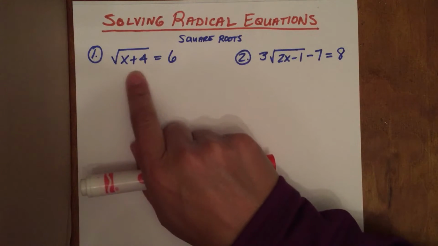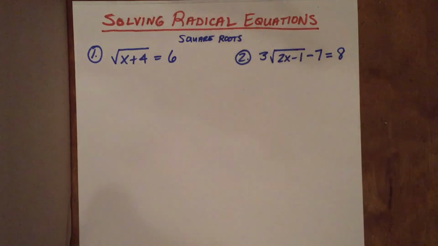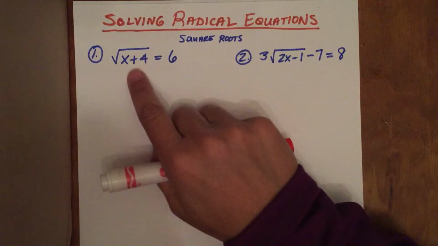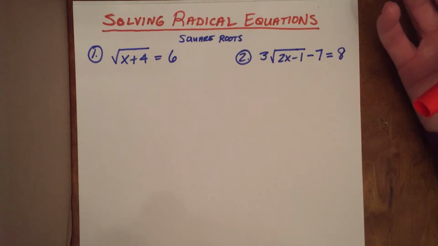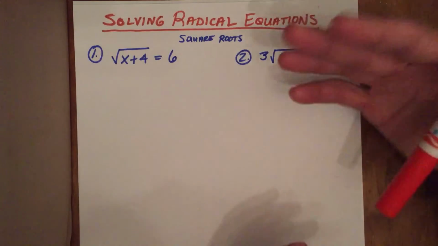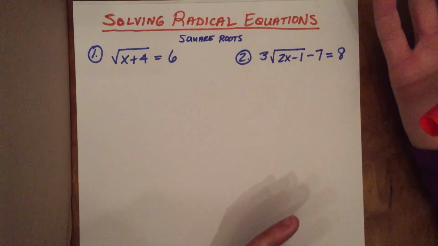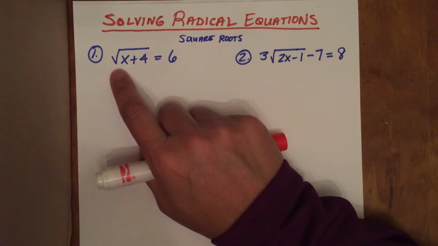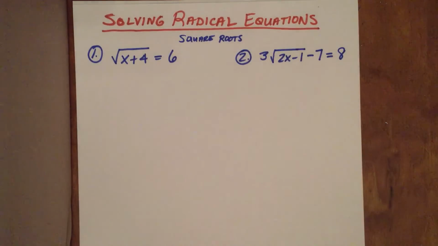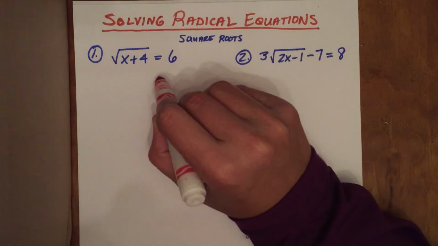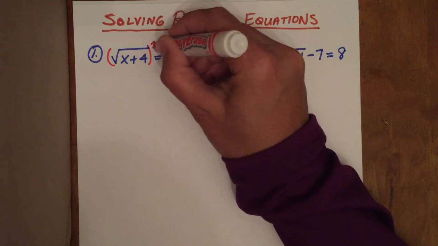So we're going to solve this one first, and this is your basic square root function. Remember, you have multiplicative inverses, division inverses. There's all kinds of inverses, and we're always going to perform the inverse operation to solve an equation. The inverse operation of taking the square root would be to square the function. So in order to solve this equation, I'm going to square both sides.